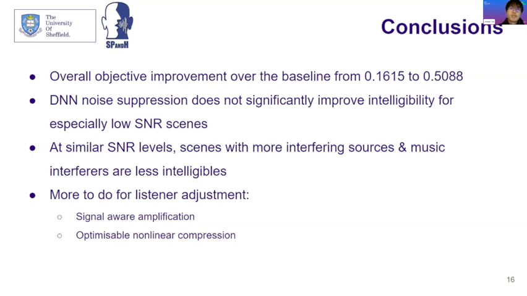And here are some points I think we can work on for the listener adjustment in the future. Currently the amplification provided is solely based on the audiograms, and in the future, I think we could do something like a signal-aware amplification. Also, nonlinear compression is a very important thing for hearing aids, and currently we're doing just linear amplification. So in the future, we could provide some optimizable nonlinear compression. And that's it. Thank you for your attention.